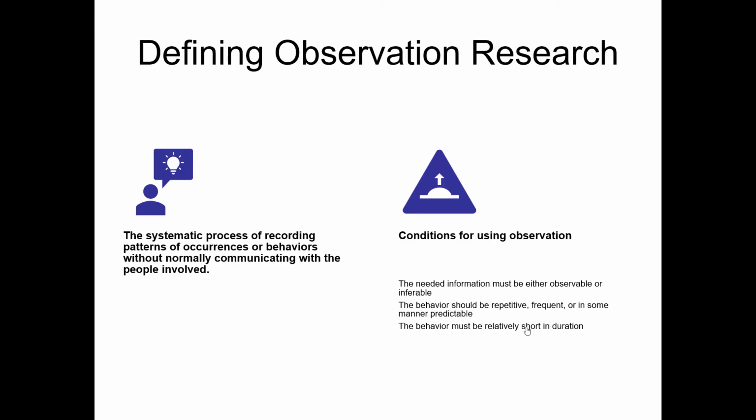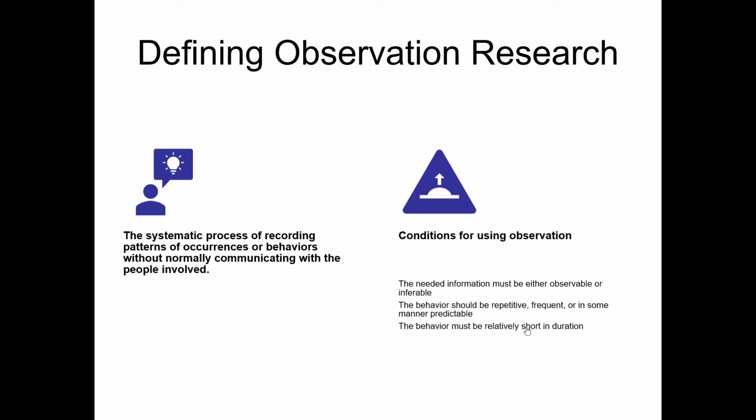And also look at the second word, patterns. When we do research, we're trying to make sense of what's going on. If it's a recurring theme or continuously repeating behavior, then we know something's going on. Now, the third important thing is without communicating with the people involved. This is very important because normally we don't communicate with the subjects under observation.